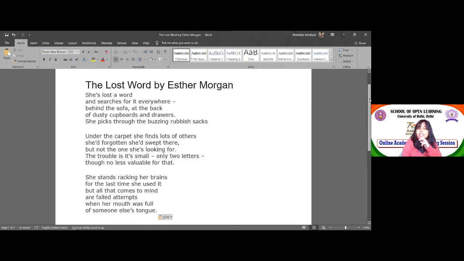So the poem is pretty simple. Let us read it one more time, a little slowly, so that you can understand the words better.